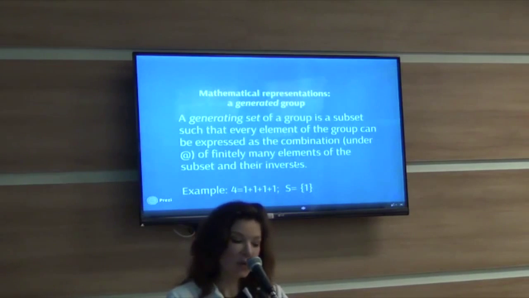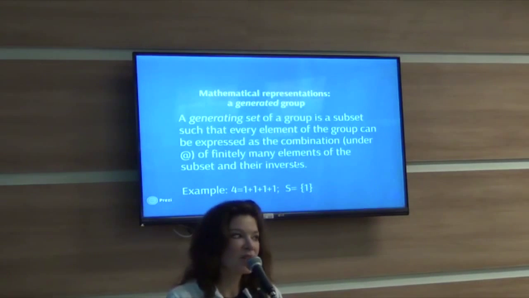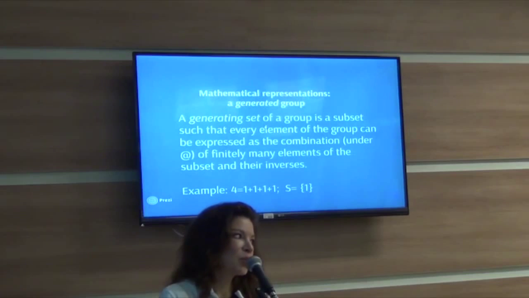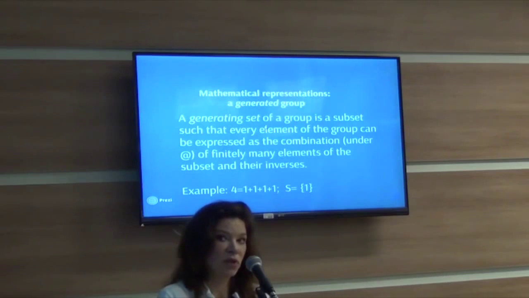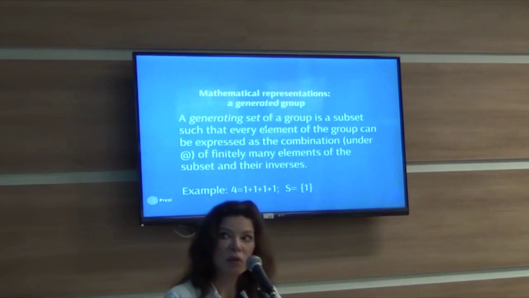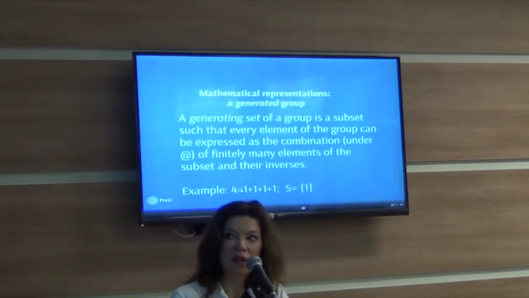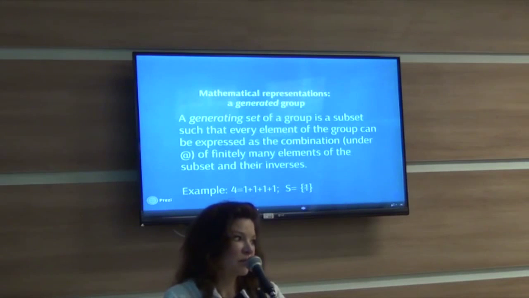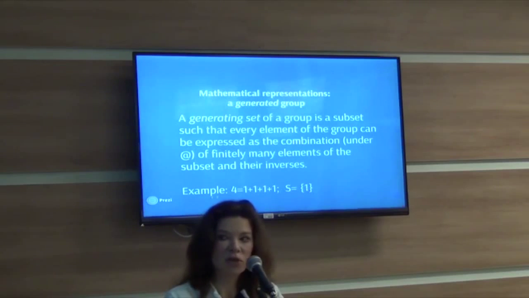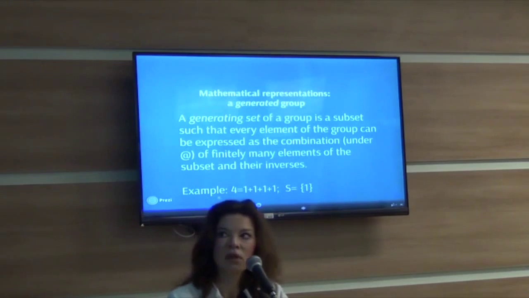In order to draw a Cayley graph, you need a generated group. As I said before, in the previous lecture, in a group you can find some elements which can generate all the rest of the group elements. For example, in our group of integers under addition, you can use the generating set {1}, and from 1 you can generate all the rest of the elements, for example 4 or other integers.